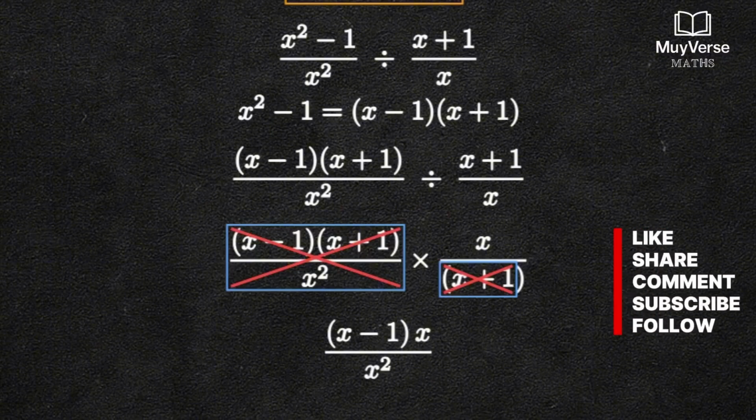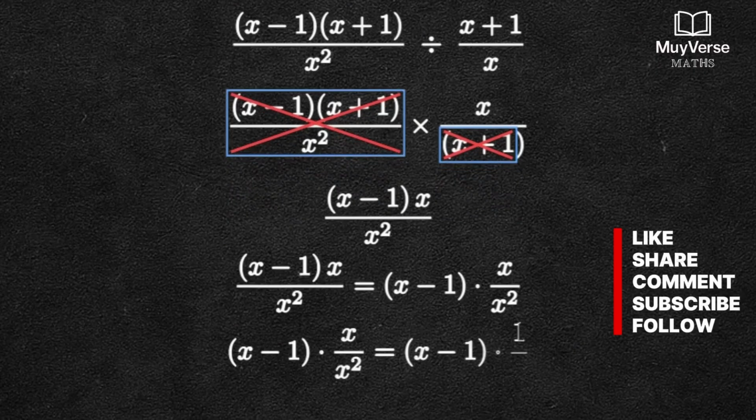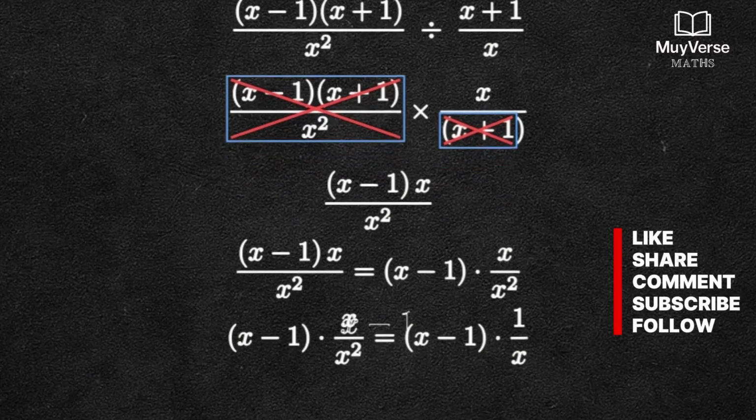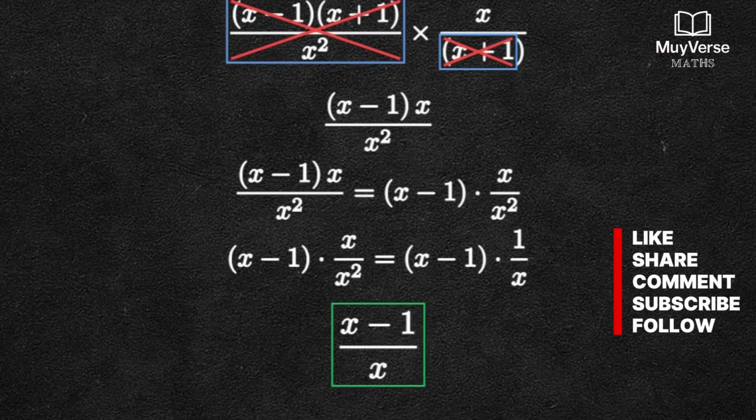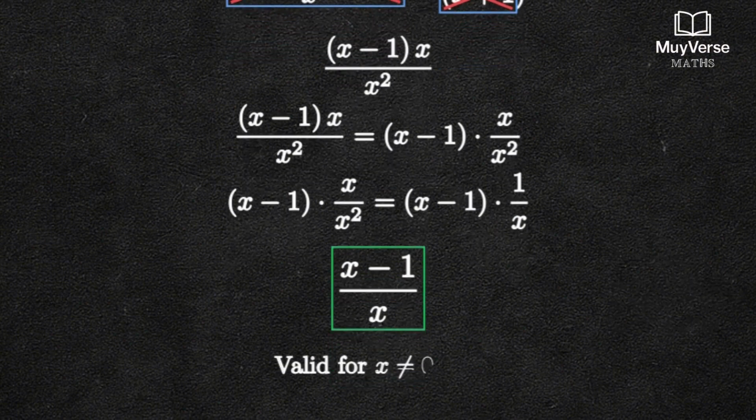Step 5. Simplify the remaining x terms. Write it as (x minus 1) times x over x squared. x over x squared equals 1 over x. So the result is (x minus 1) over x. Important domain note. This simplification is valid when x is not 0 and x is not plus or minus 1.